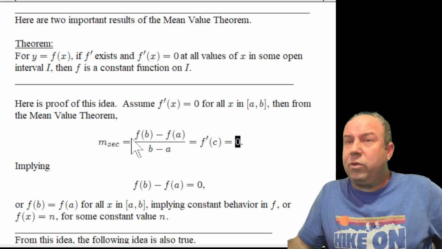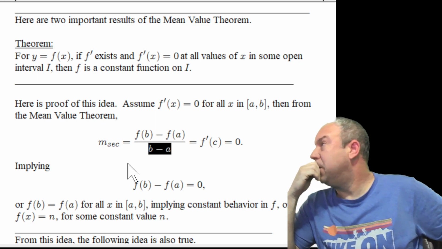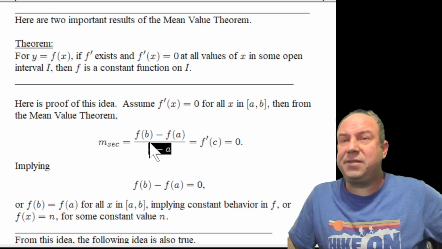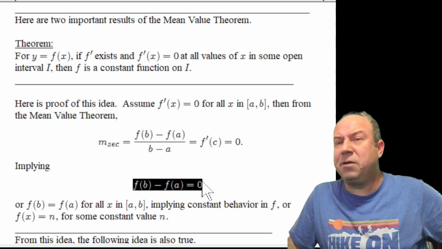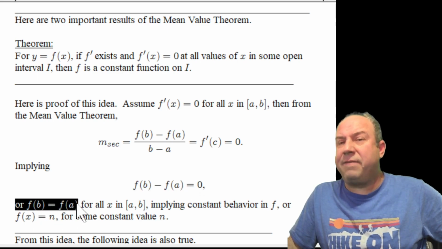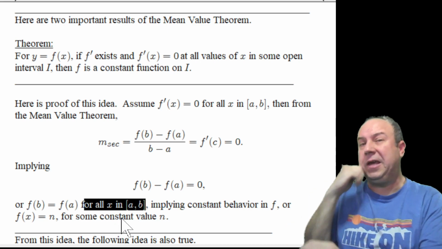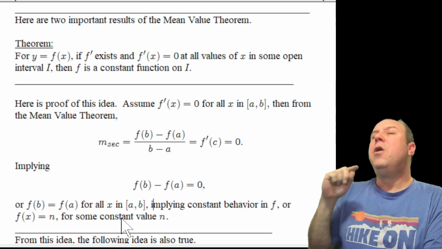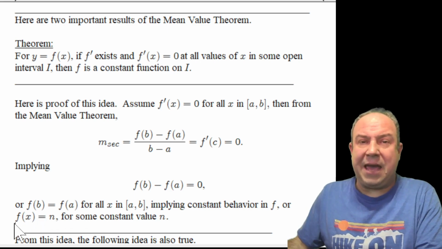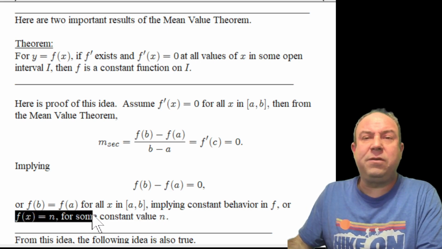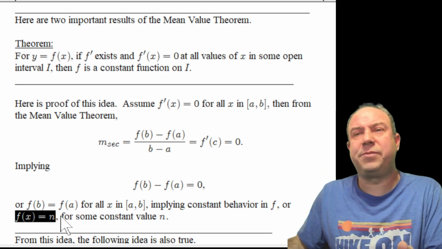With a little bit of solving, we can multiply both sides by b minus a. When we do that, we end up saying f of b minus f of a must be equal to 0, or that f of b equals f of a, for all values of x in that interval from a to b. Implying overall constant behavior in f, or f of x equaling some constant function.